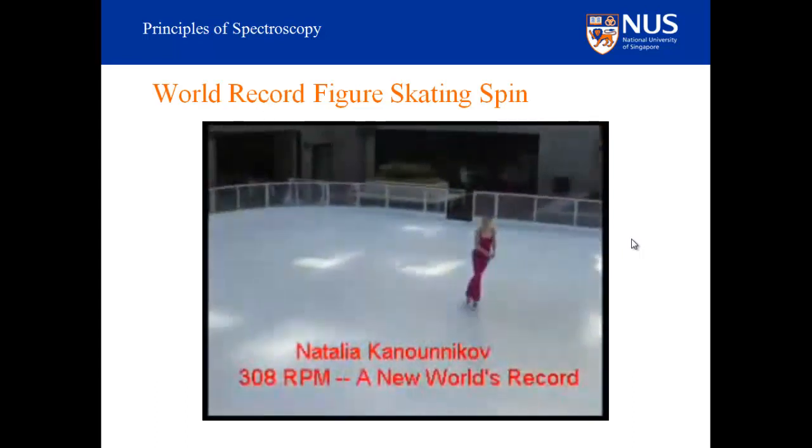That was a video of Natalia Kanunikova, who set a world record for the fastest spin on ice skates. At her peak there, she was rotating about 5 times per second. But why did her rotational velocity increase? What has she done? She has pulled her legs in closer to her body. But why has that changed her rotational velocity?